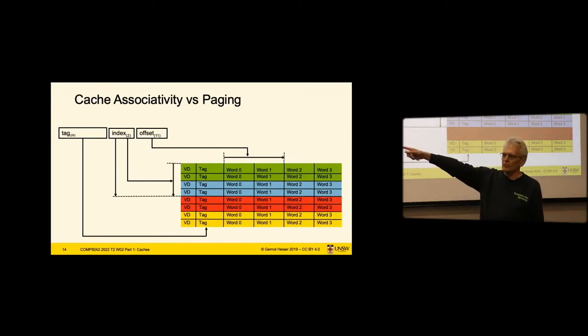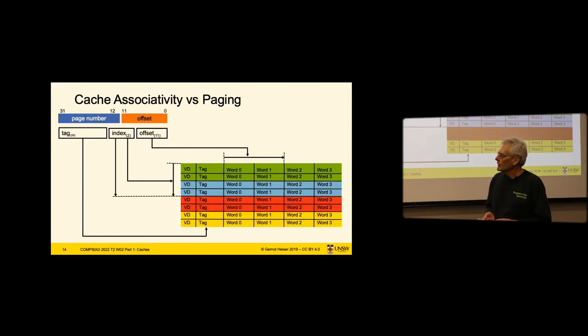At the same time, we have this other structure imposed by caching of, in this case, 11 offset bits and 4 index bits. So this is a pretty funny cache, right? Only 4 sets, but pretty long lines. But let's just do that for the sake of argument, OK? So what does that mean? It means that the index bits are actually neither completely inside the page number nor inside the offset. So what's the implication here?